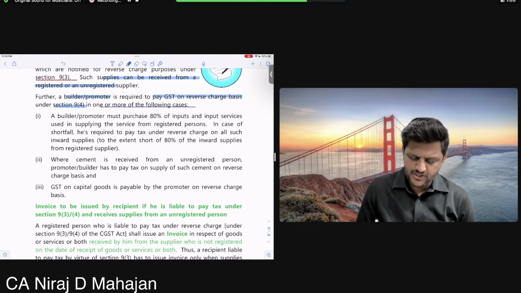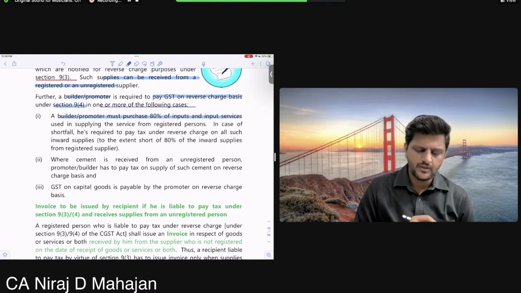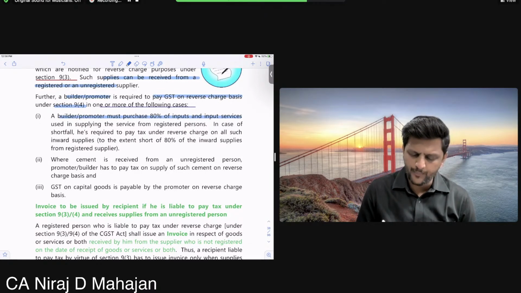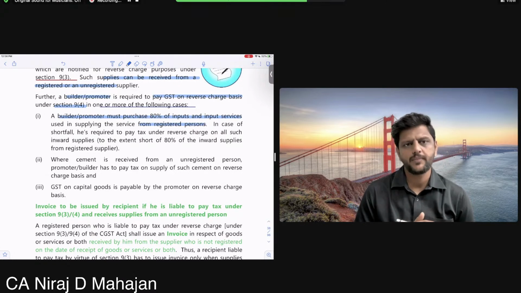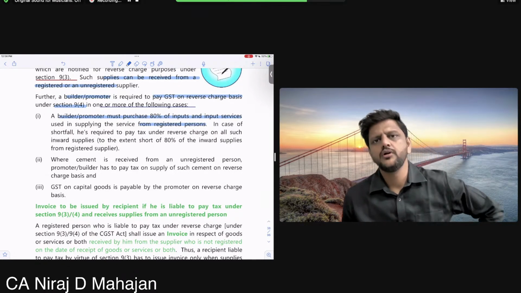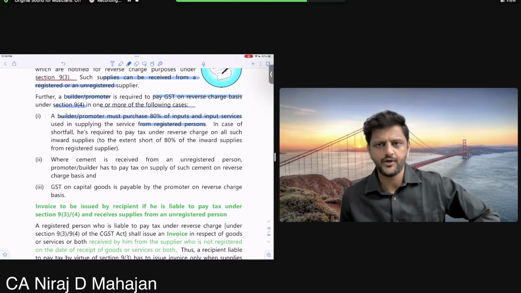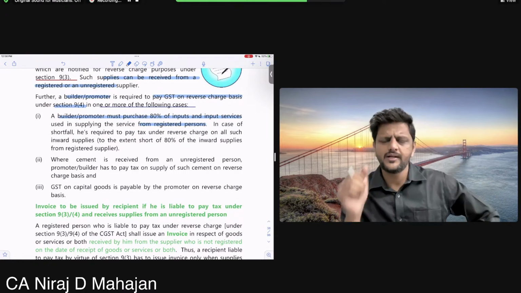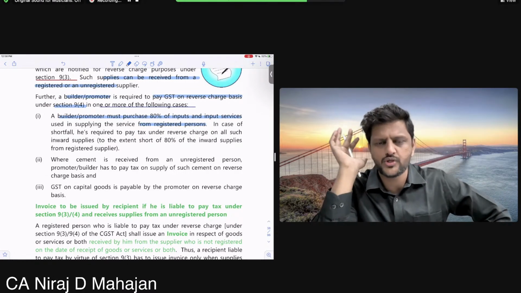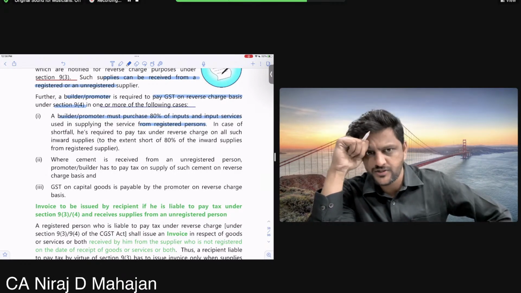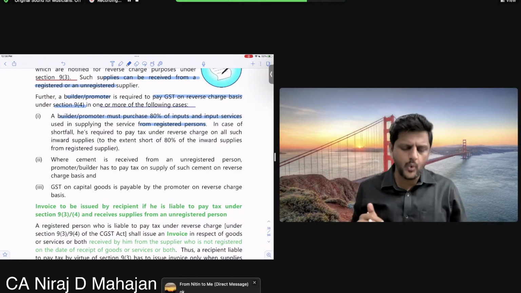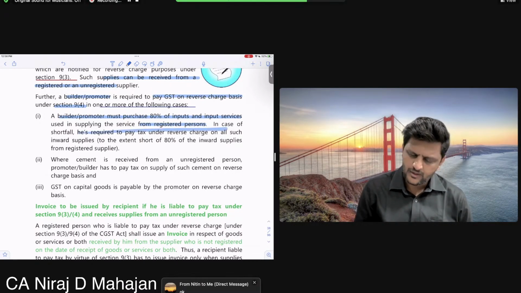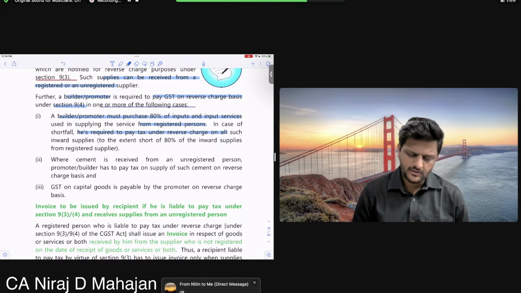A builder promoter must purchase 80% of his inputs and input services used in supplying the service from registered persons. Minimum 80% of his inputs should be from RD. Who are we talking about? Builder or promoter. In case of shortfall, let us say out of all his inputs, 70% is from registered dealer and 30% from URD, unregistered. In this shortfall, he is required to pay tax under RCM on all such inward supplies to the extent of 80%, to the extent of short of 80%.